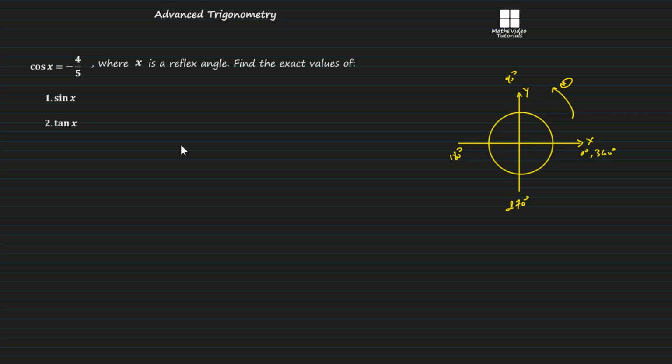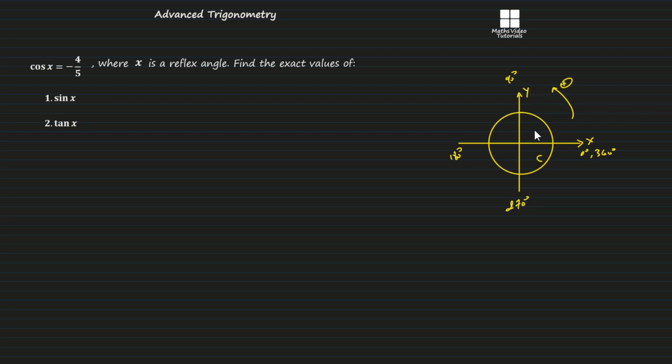In this very short tutorial, I'm going to show you how to answer this type of question. We have cos x is negative 4 over 5. Now, we know from the CAST diagram that the cos is positive in the fourth quadrant. That is C. Only the cos is positive.